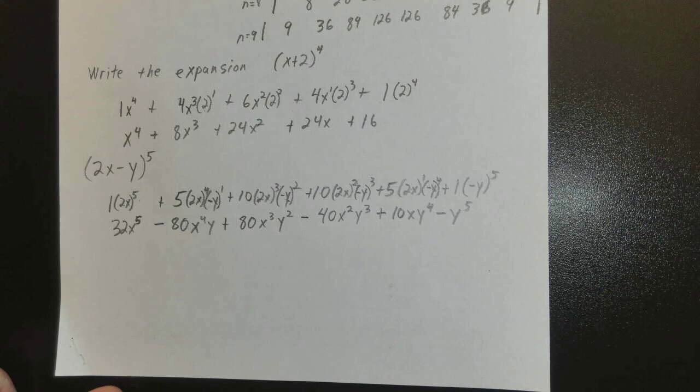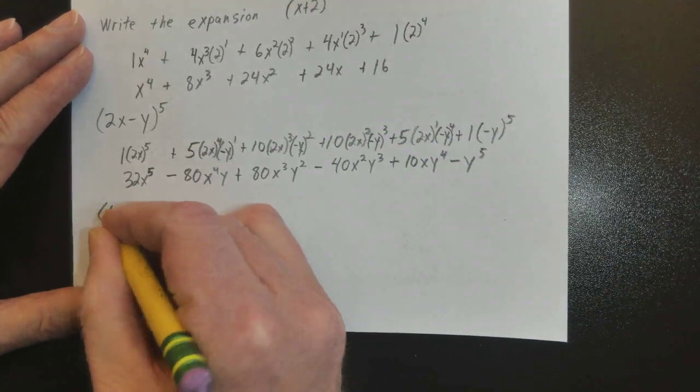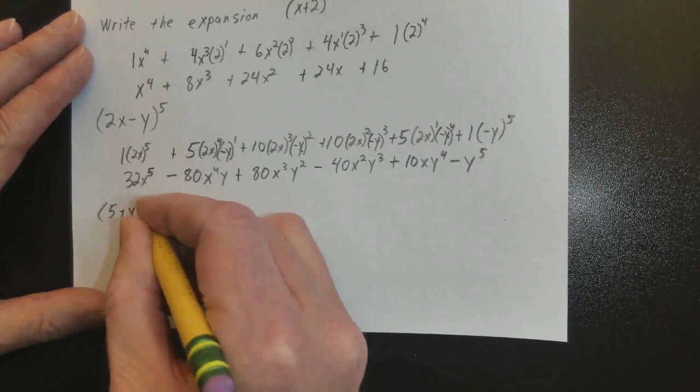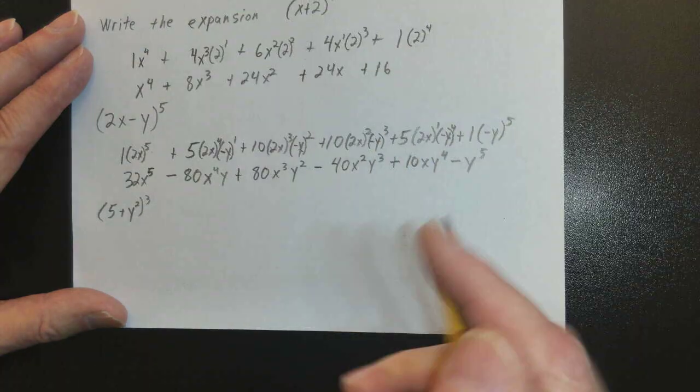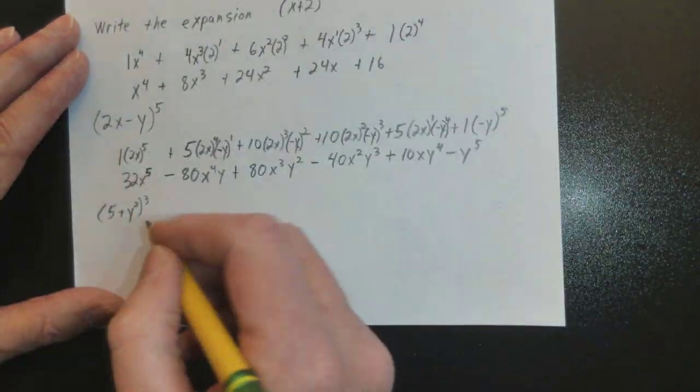Any questions on that expansion? Let's do one more. Let's do (5 + y squared) to the 3rd power. Third power, that's 1, 3, 3, 1.